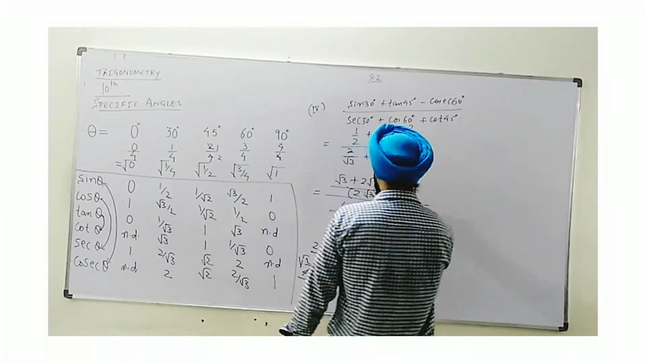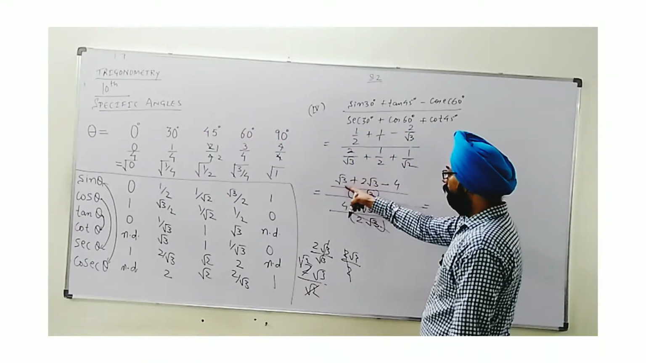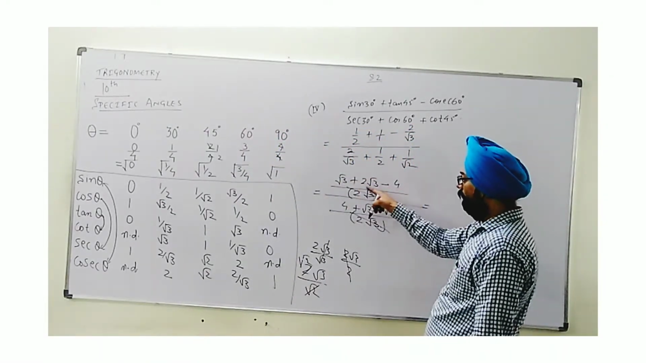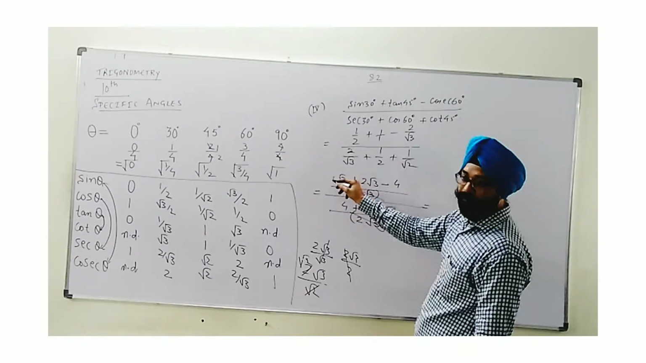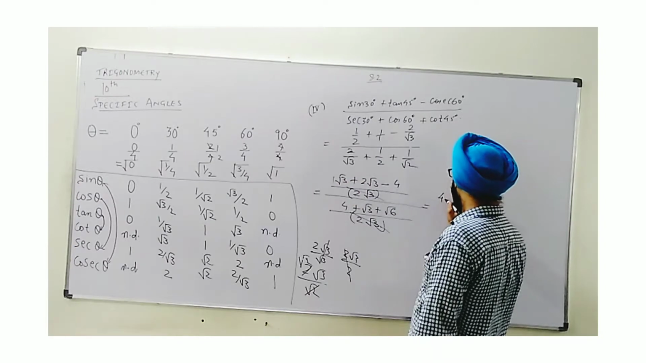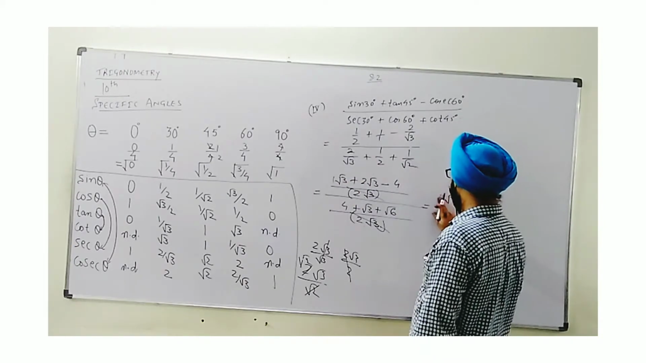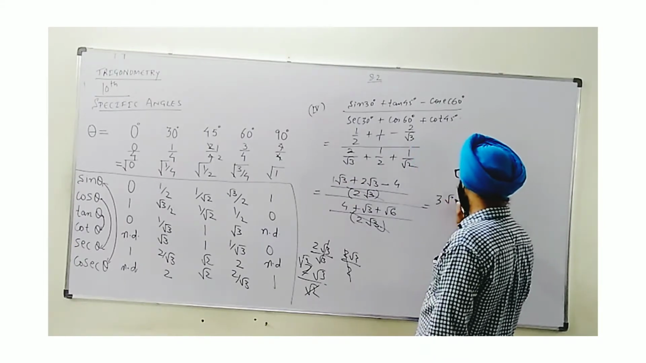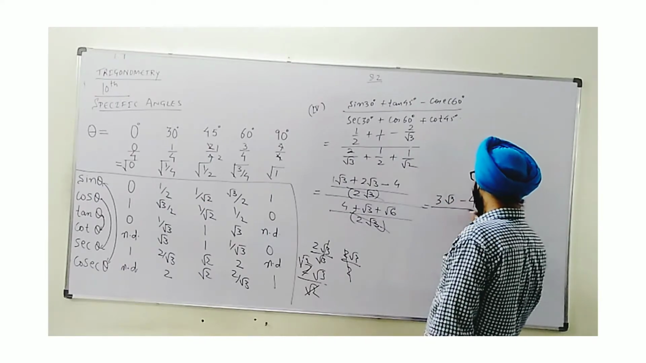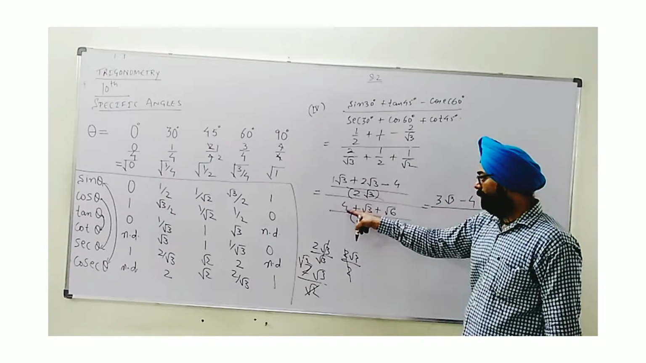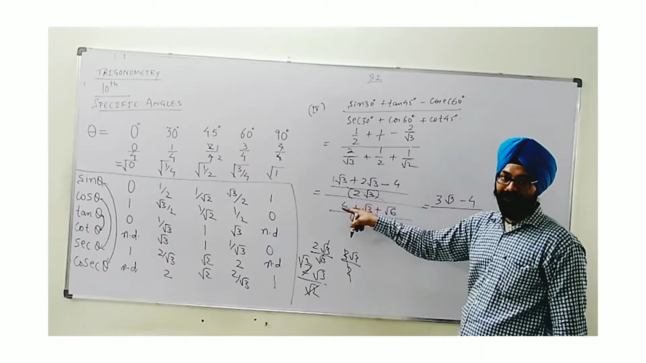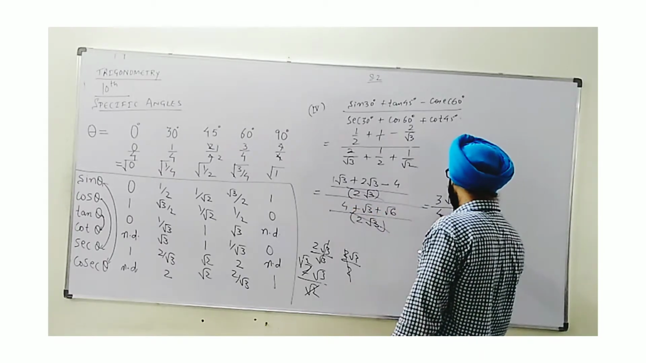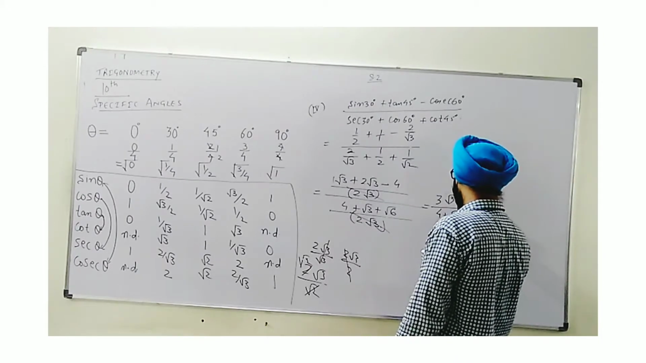So finally we are left with root 3 plus 2 root 3 minus 4. Now this root 3 can be taken as 1 root 3, which can be solved further as 3 root 3. So this will be 3 root 3 minus 4 divided by 4 plus root 3 plus root 6. Further we can see there are no like terms of irrationals, so we have to leave it as it is.